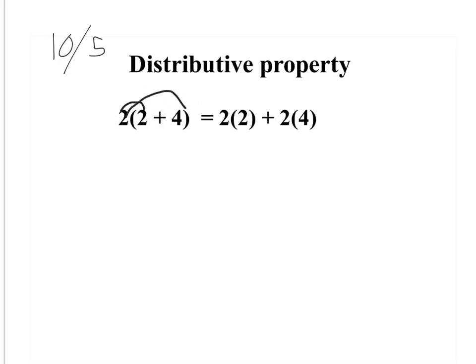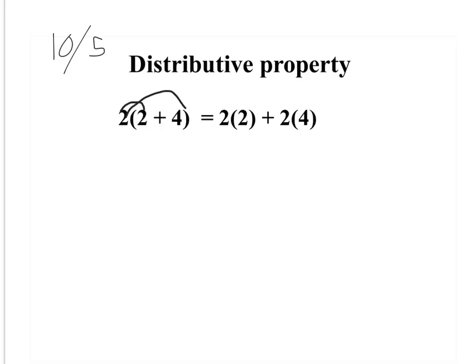So I take 2 times 2 and 2 times 4. Okay, the sign doesn't change. It stays there. If this is all it wants, write an equivalent expression, then I'd be done. Okay, and let's see if it's equivalent. Let's see if it's equal to each other.